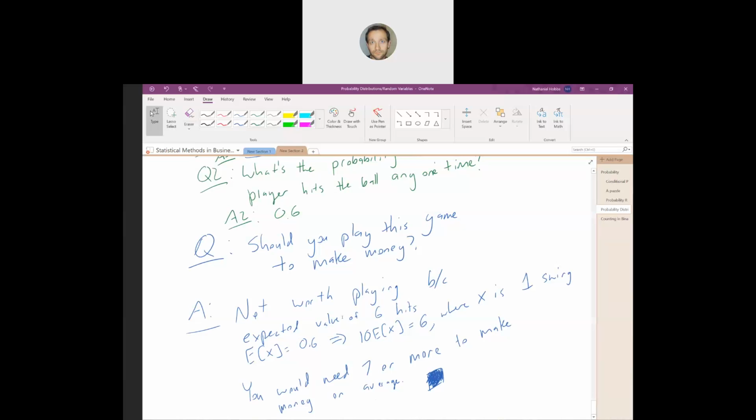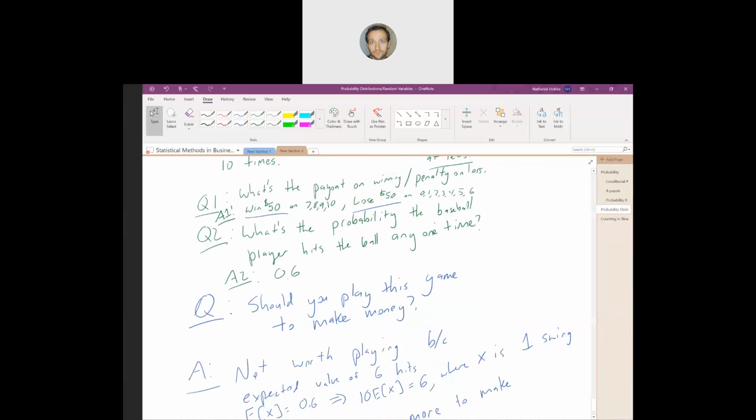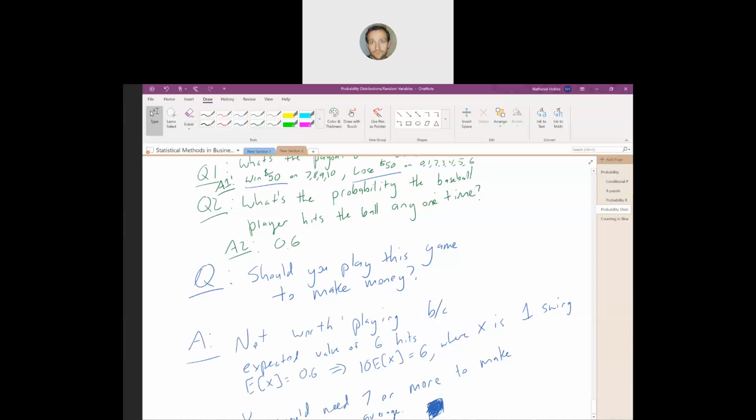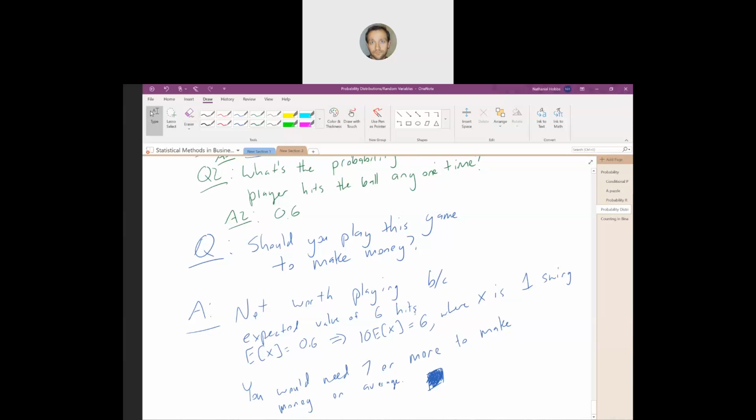But what if I changed this? What if I said, you win $100 if you hit 7 times. You lose, you pay me 50. But if you win, I pay you 100. Does that make the game worth playing? Or still no? Intuitively, yes, then it would be worth playing. I guess you would have to calculate the standard deviation to see how likely it is that it deviates from 6 hits.